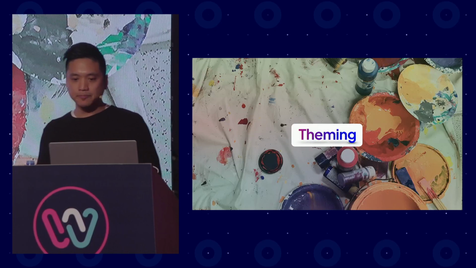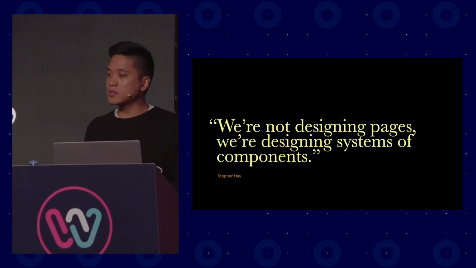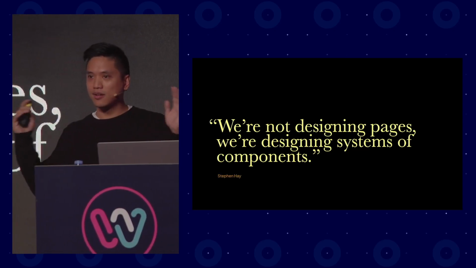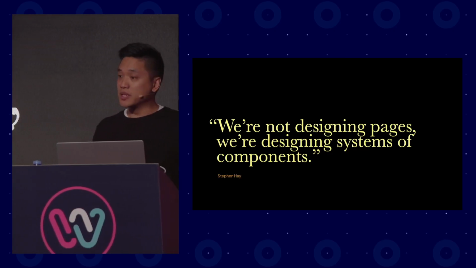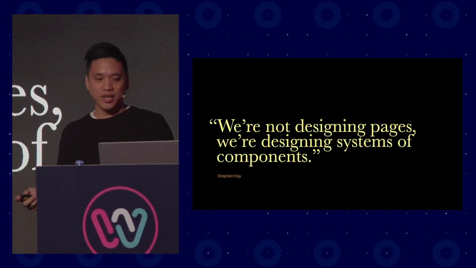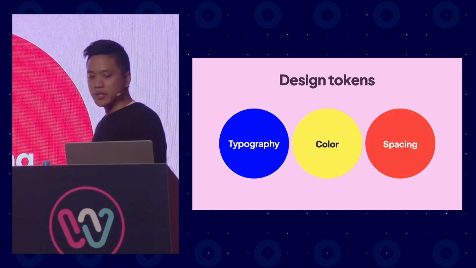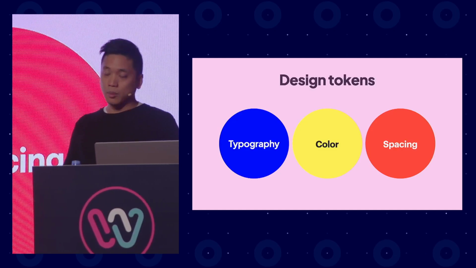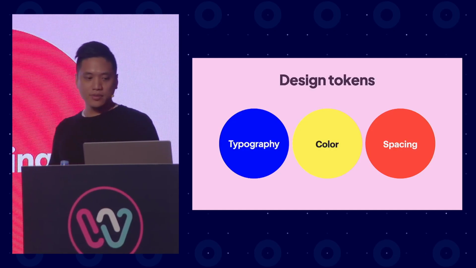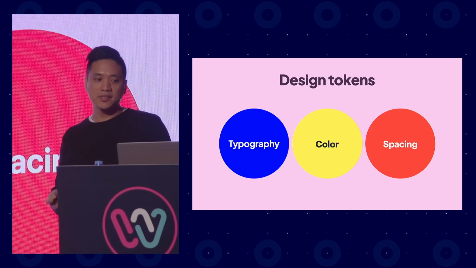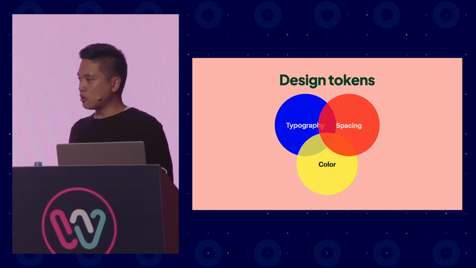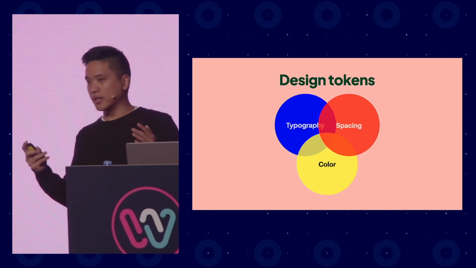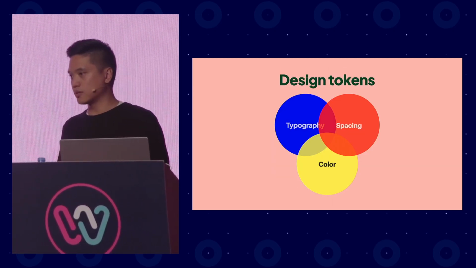Now let's talk about theming. When theming apps, there are absolutely zero cases where we're designing pages or templates, but systems of components. So how do you do that? First, we need some kind of attributes or values, in other words, design tokens. The most common for the web are typography, color, and spacing. These core values work well together to get a truly great and unique system as a result.